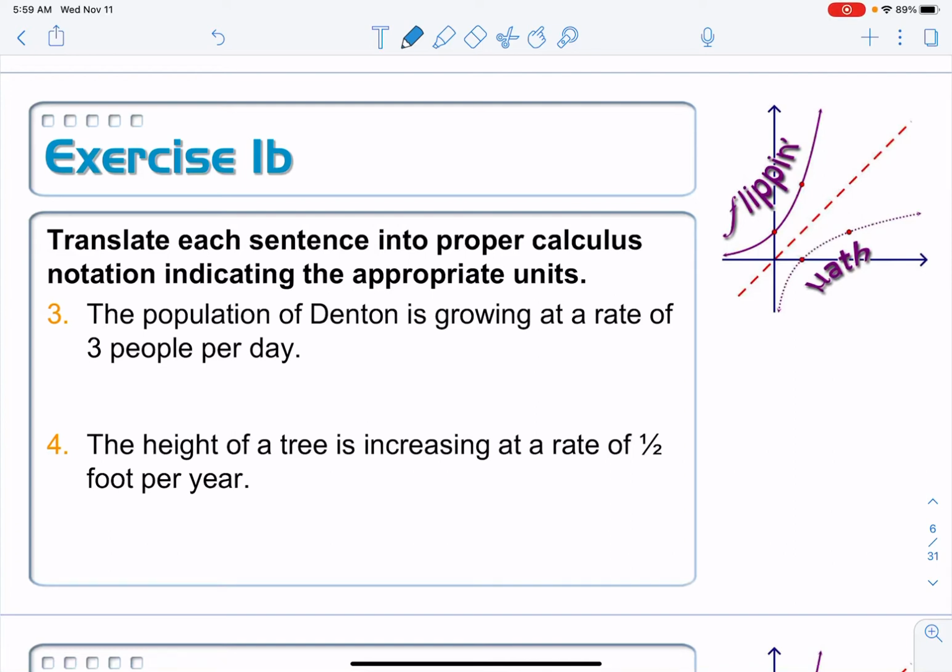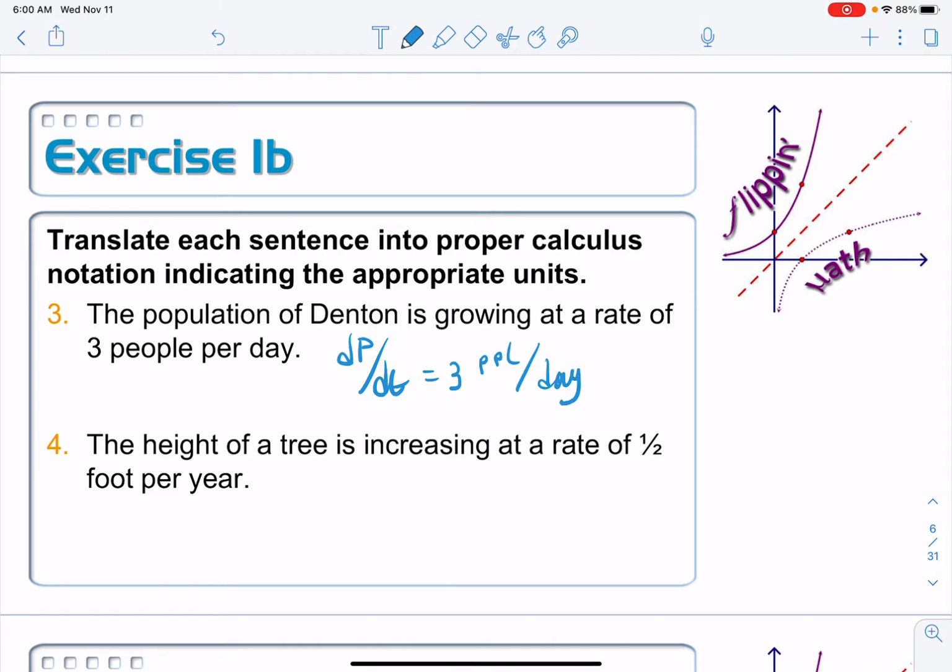All right, let's recap what you might have gotten on this. Number three, the population of Denton is growing at a rate of 3 people per day. So, population, I guess we'll just use a P for population, probably a capital P. So, maybe something like dP/dt. It's growing, so it's going to be positive. The number is 3. And the units are people per day. Maybe people is ppl. I don't know, ppl. And then day. Something like that.